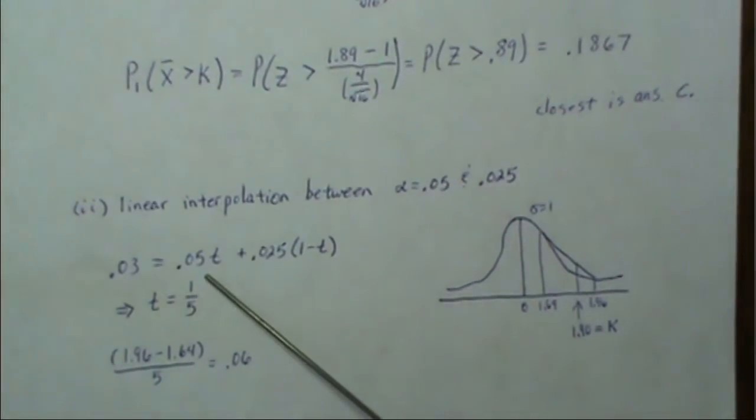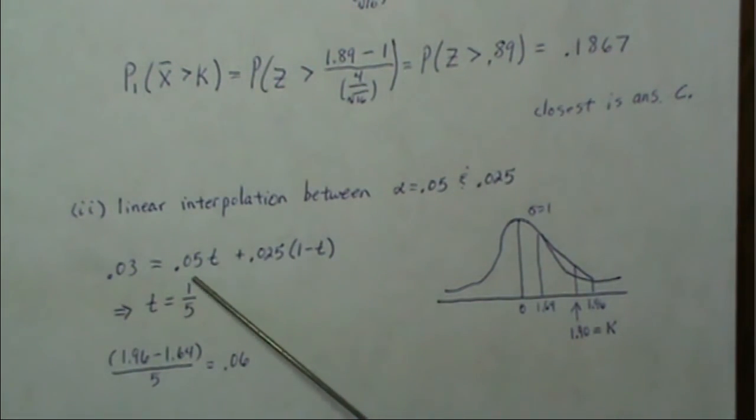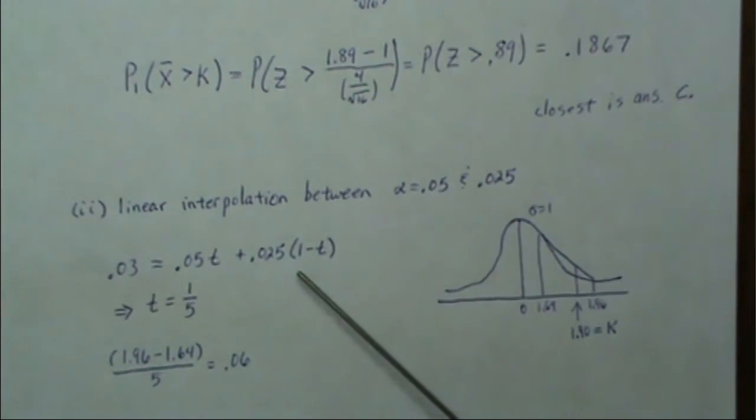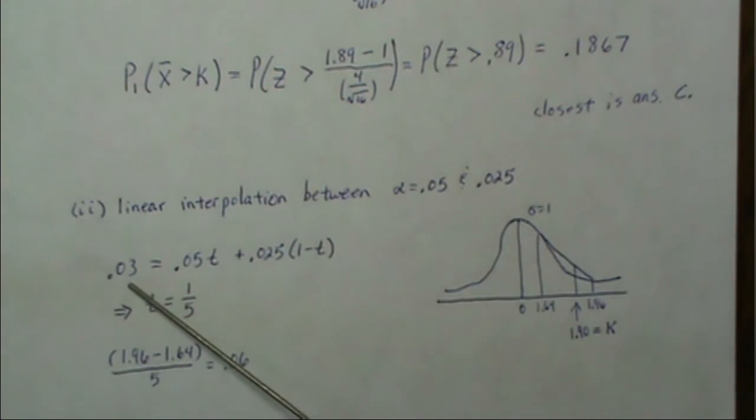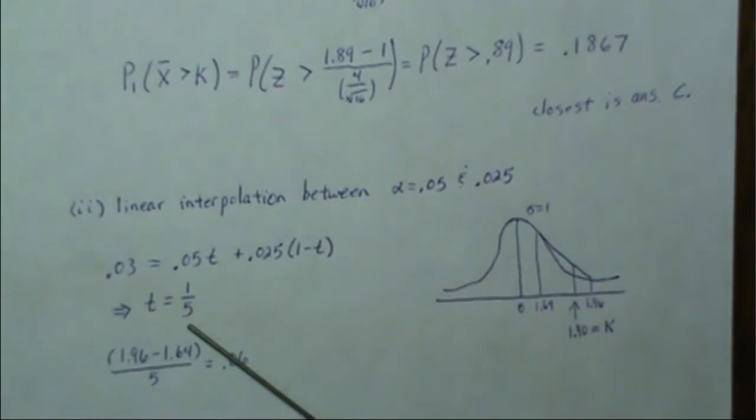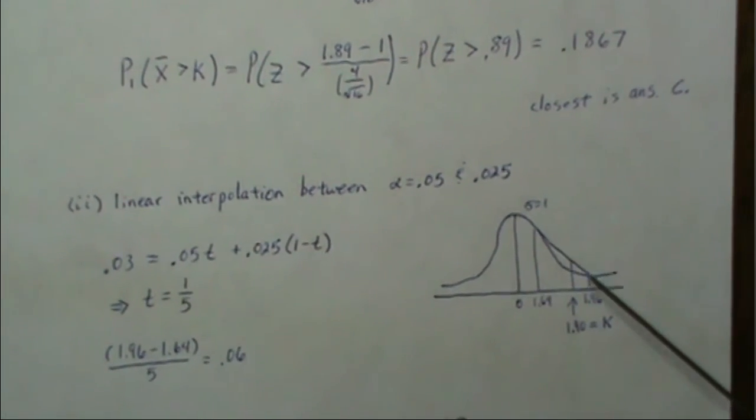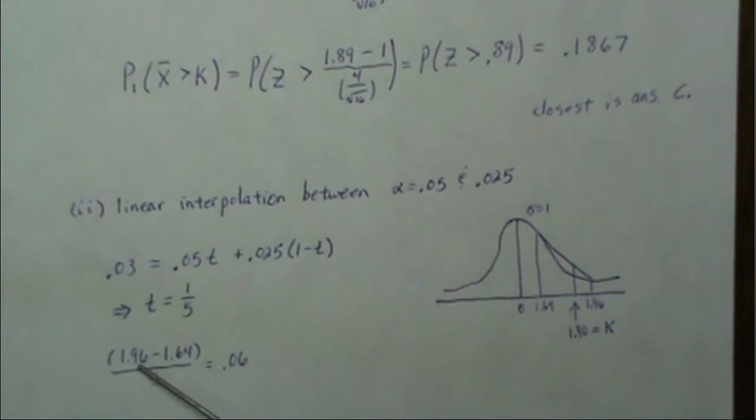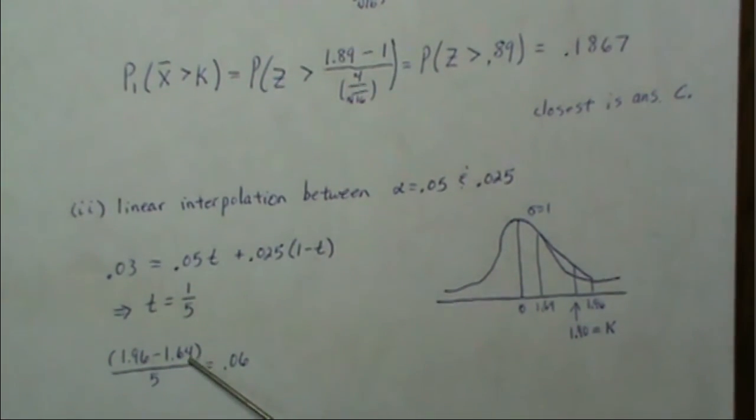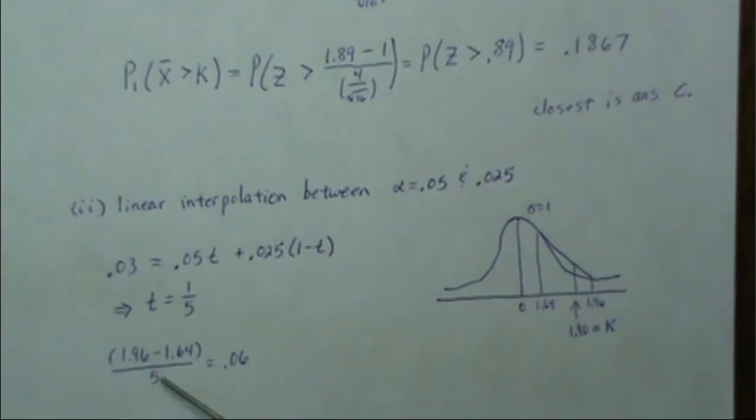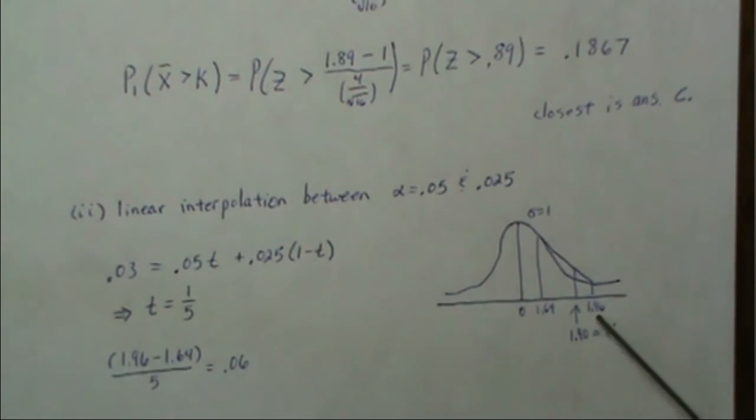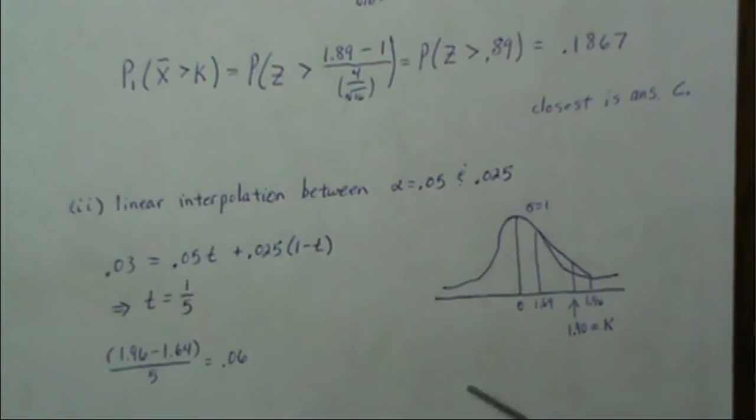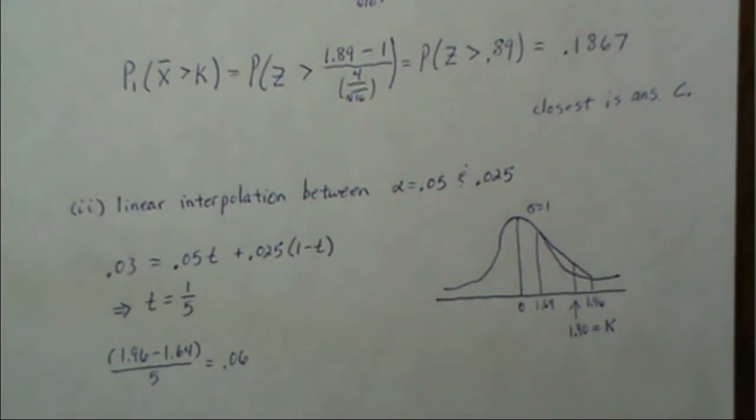Linear interpolation is, you have your 2 points and you go from t and 1 minus t, and this needs to be 0.01. You find that t is 0.05. So you go 1/5 the distance up this. The total distance is 1.96 minus 1.64. Taking 1/5 of that is 0.06. So you subtract 0.06 from 1.96, and you get 1.9. This is the only way that I could come up with their answer.